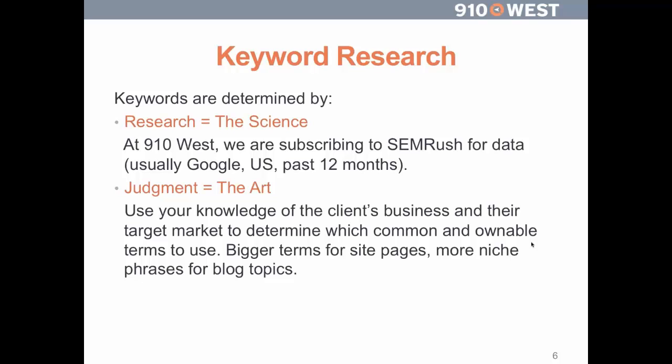And at 910 West, we're using data from SEMrush, which is usually Google searches in the US for the past 12 months. So when you see volume numbers from me, competitive data, that's where it's coming from. That's the source. But then there's also an art to it.